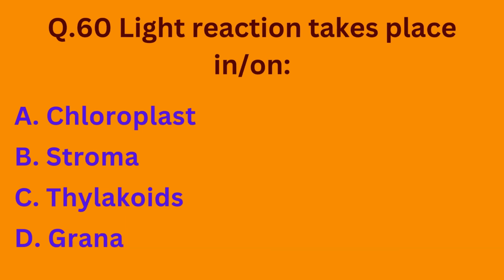Question number 60. Light reaction takes place in or on option A, chloroplast, option B, stroma, option C, thylakoids, and option D, grana. So the correct option is option C, thylakoids. Light reaction takes place in thylakoids.